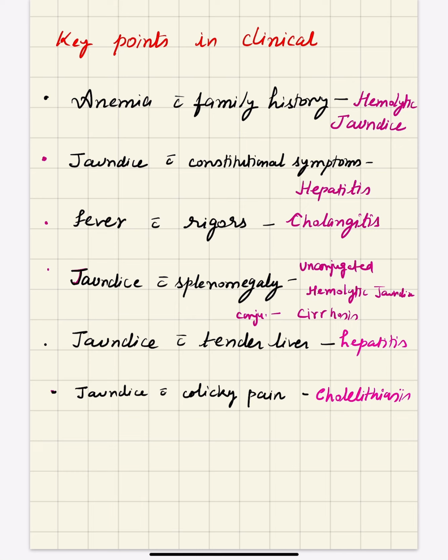Then if the jaundice is present along with a tender liver, because there is inflammation of the liver, there is hepatitis, so the liver becomes tender. In that case, you should think of hepatitis. And lastly, if there is jaundice and they have given a history of colicky pain, you think about the etiology as stones in the biliary tract.